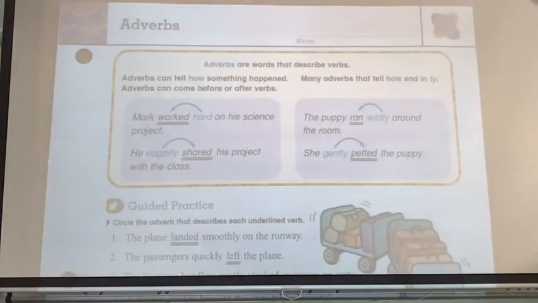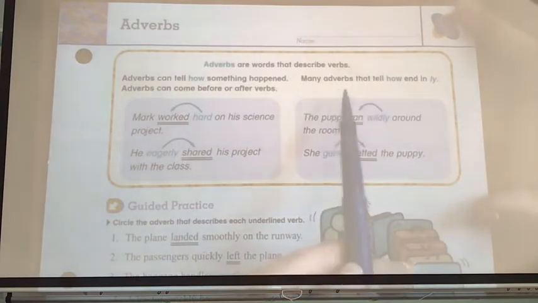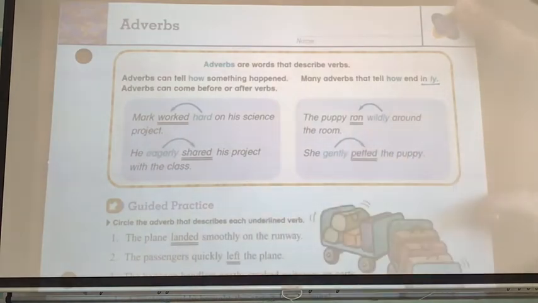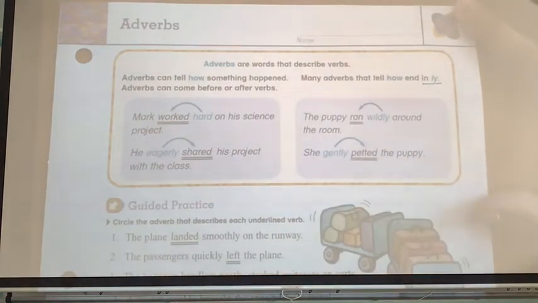All right, so today we are talking about adverbs, and we said adverbs are words that describe verbs. This one's pretty easy to remember because verbs is right in the word adverbs. So we're going to find out that adverbs can tell a few different things, but today we're just looking at adverbs telling how something happened. So an adverb can come before or after the verb, it tells us in the box. And it also tells us that many adverbs that tell how end in ly. This isn't always the case, but it happens often.